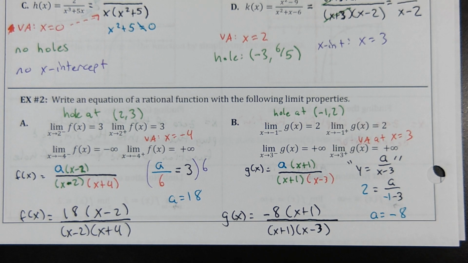Do you have any questions about building a rational function from limit notation? So you know how to use limit notation to identify a hole in the graph and identify an asymptote. Yes, ma'am. A vertical asymptote.